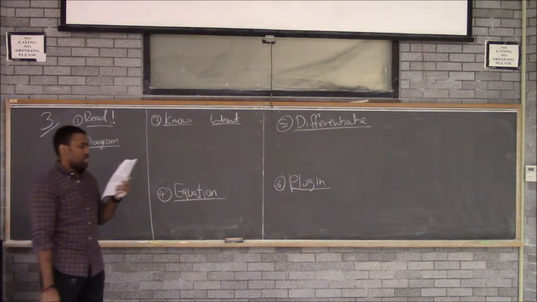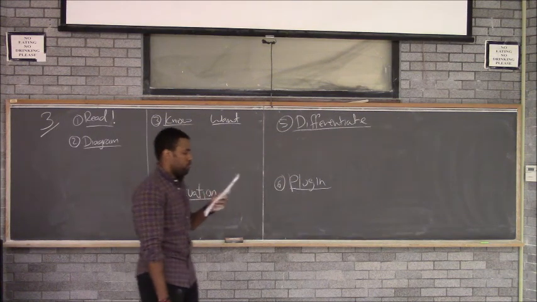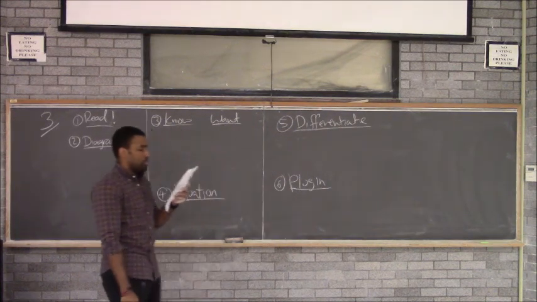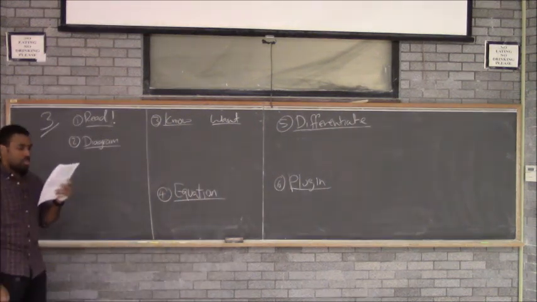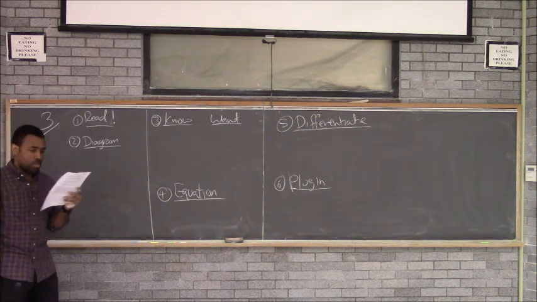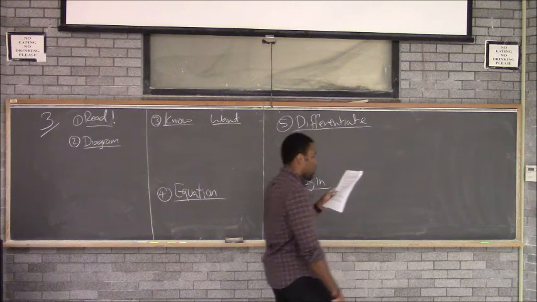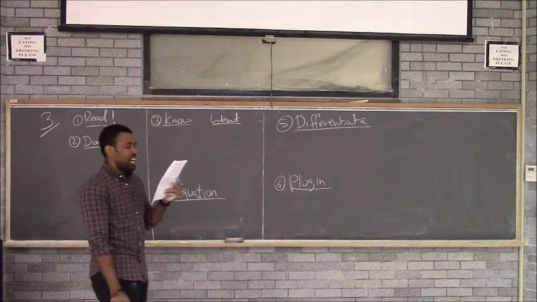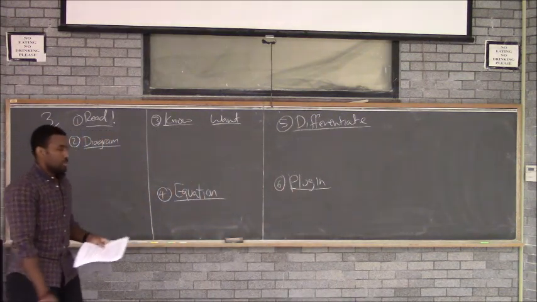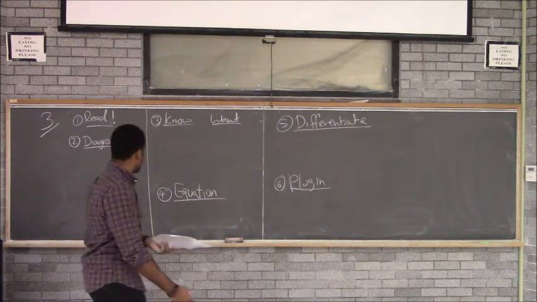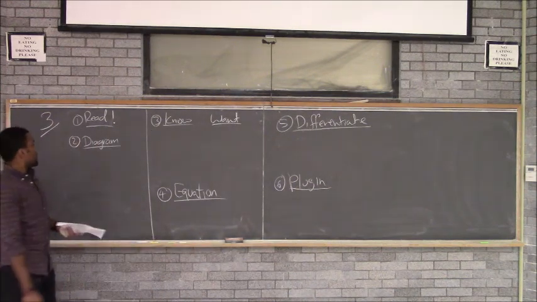A ladder was resting against a vertical wall. Suddenly, and without warning, Batman starts pulling the foot of the ladder along the ground, away from the wall, at 2 feet per second. At what rate is the top of the ladder sliding down the wall when the foot of the ladder is 9 feet from the wall? So that's the situation. So we've read the situation.